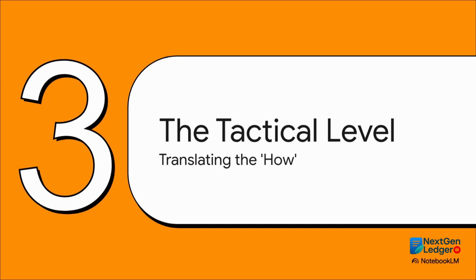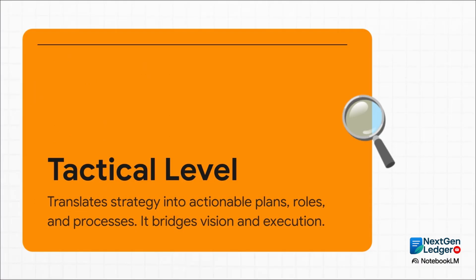Okay, moving on down, now we're at the tactical level. So if the strategic level was the why, the tactical level is all about the how. It's the essential bridge that connects a great idea to a real, concrete plan. Right, so at this level, we take that high-level strategy and we start translating it into actual plans, roles, and processes. This is where we get organized. We're figuring out who does what and how they're going to do it.